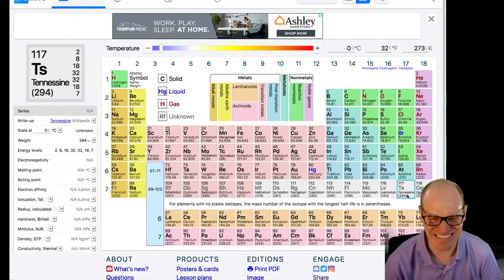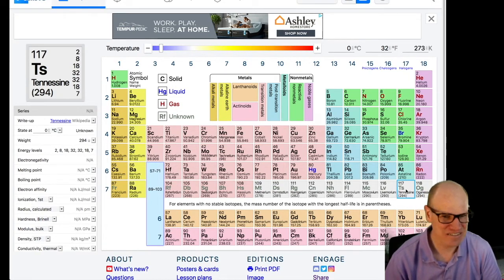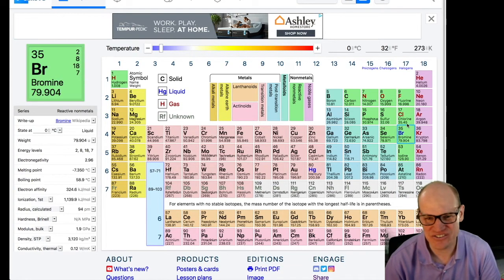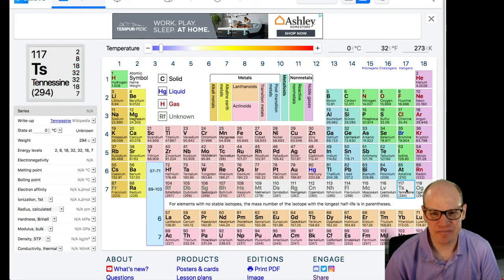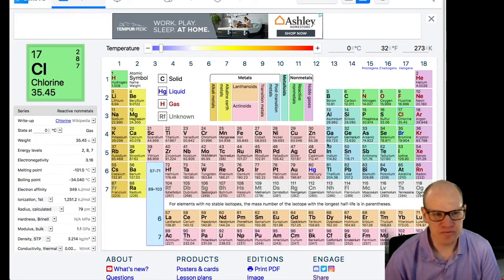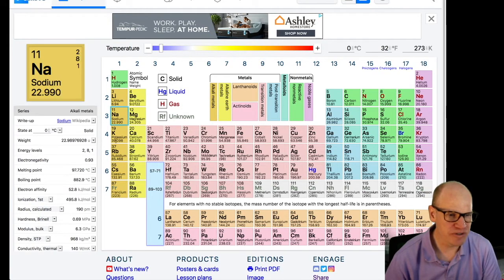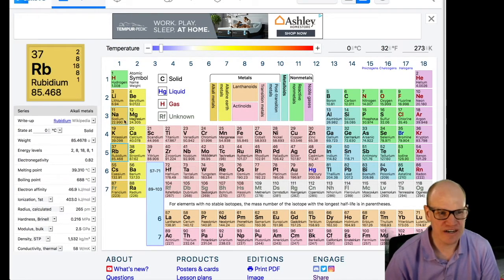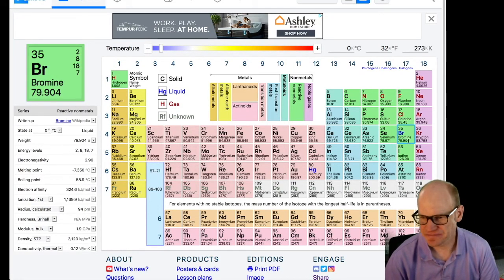Tennessine. Well, okay, I guess Tennessee gets to have its own element. So these ones, or you have something over here, sodium, potassium, rubidium. So these ones are all highly reactive. These ones are also highly reactive.